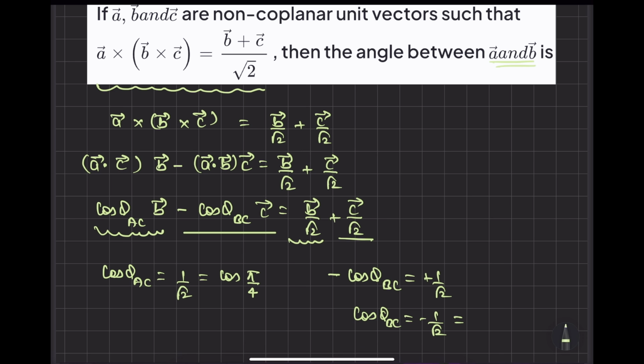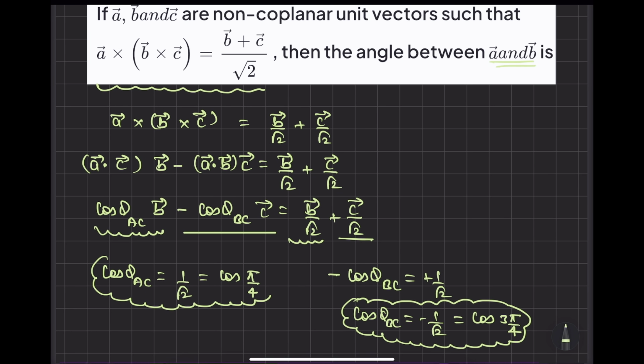And can I write down this thing as cos 3 pi by 4, that is, pi minus pi by 4? Okay, so the angle between vector A and vector B is 3 pi by 4, and the angle between vector A and vector C is pi by 4. So there is 3 pi by 4, here we have pi by 4.